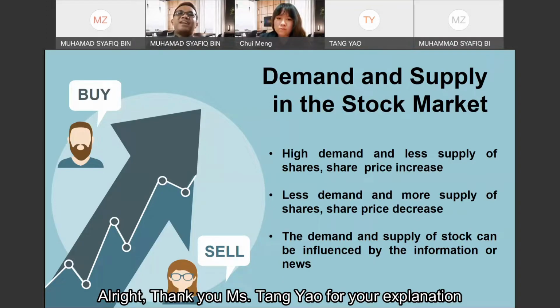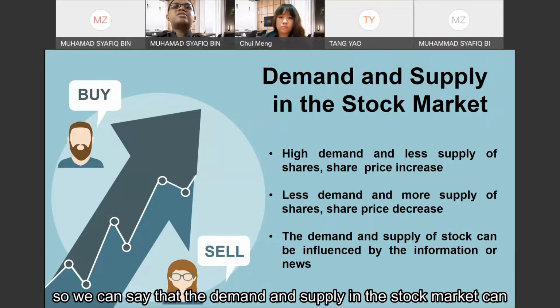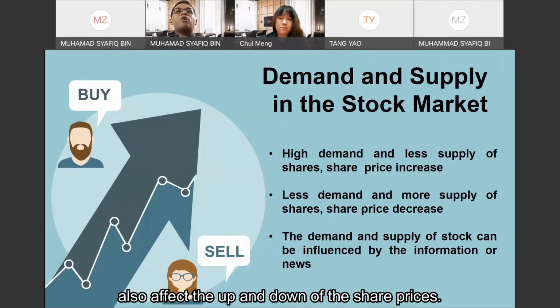Alright, thank you, Ms. Tang Yao, for your explanation. So we can say that the demand and supply in the stock market can also affect the up and down of the share price.